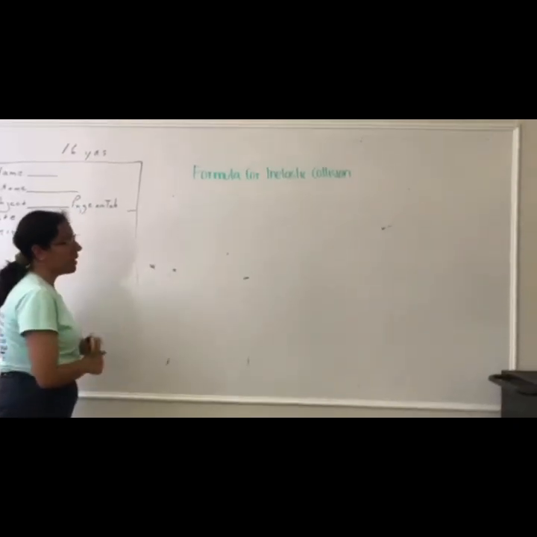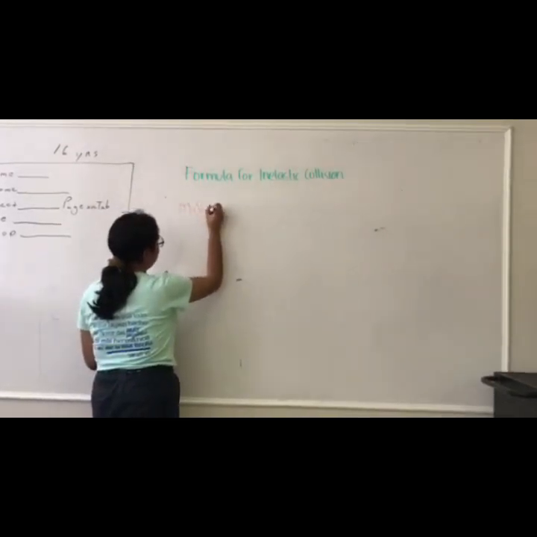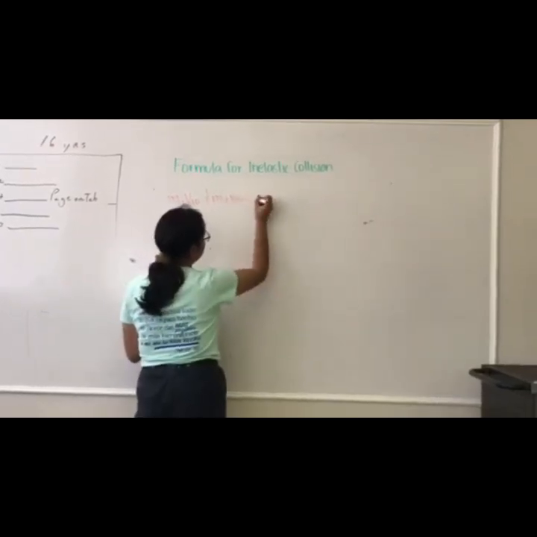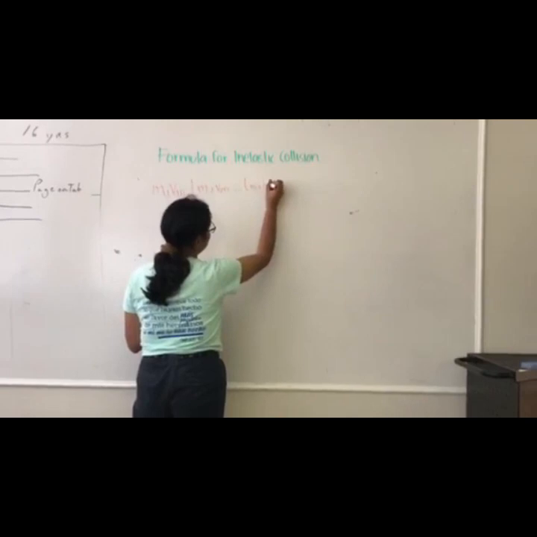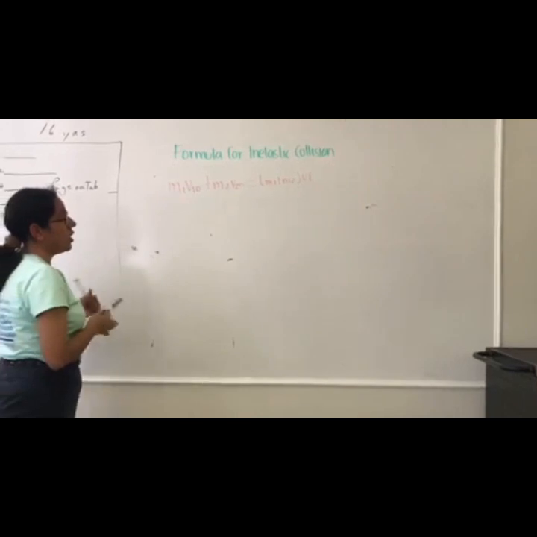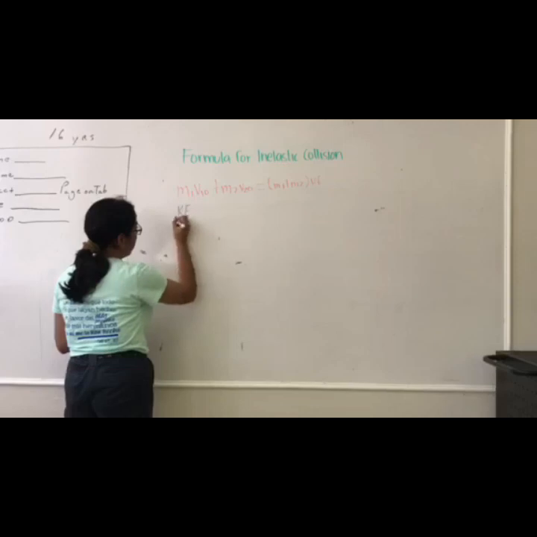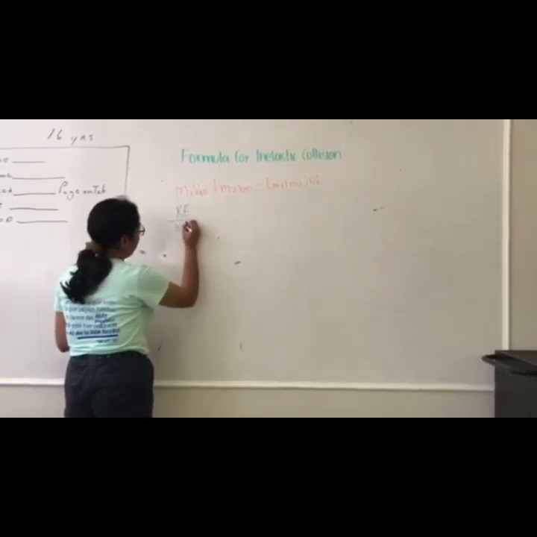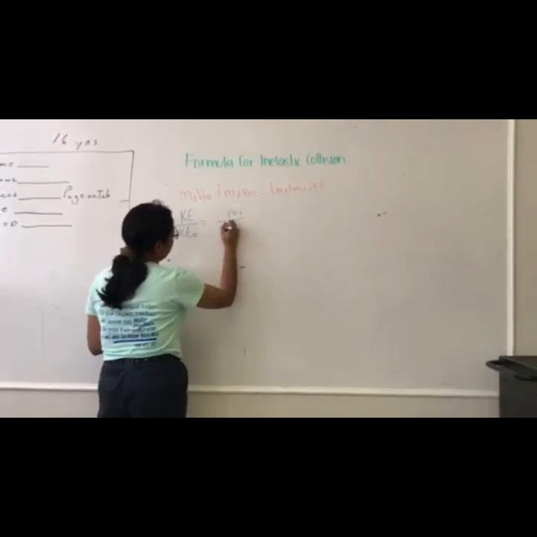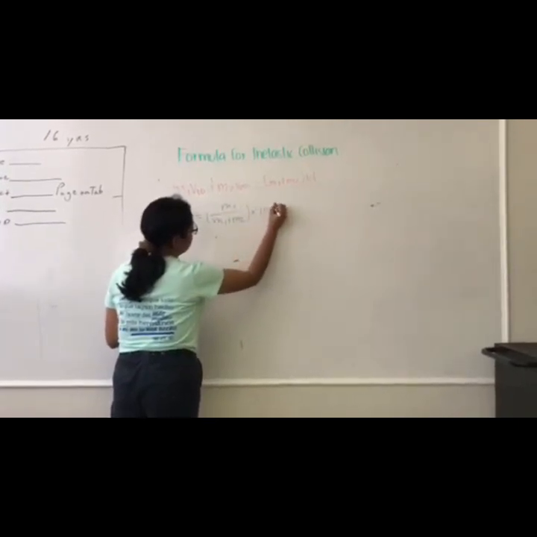So the formula for an inelastic collision is m1 v1 naught plus m2 v2 naught equals m1 plus m2 times v final. We can also calculate the kinetic energy: kinetic energy final over kinetic energy initial equals m1 over m1 plus m2 times 100%.